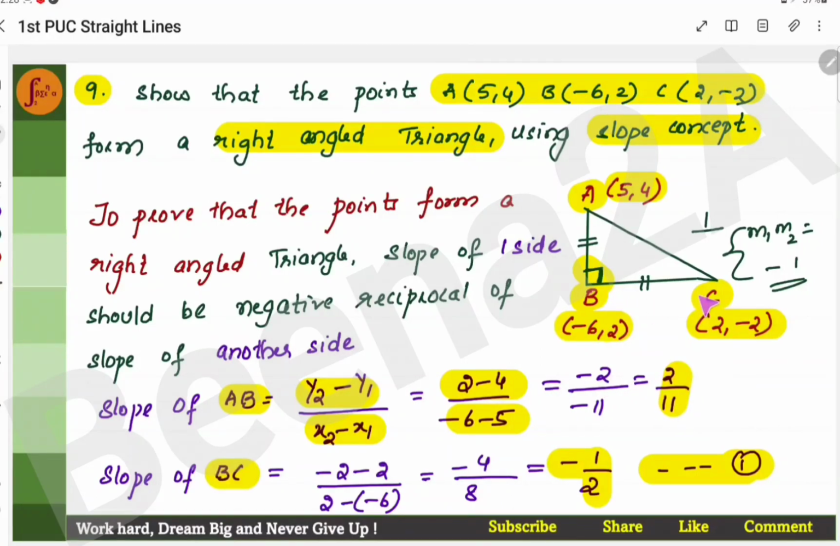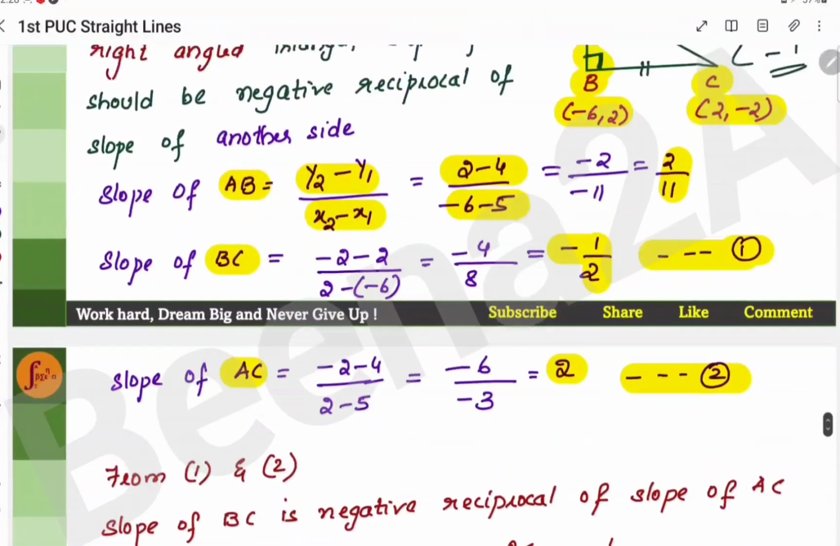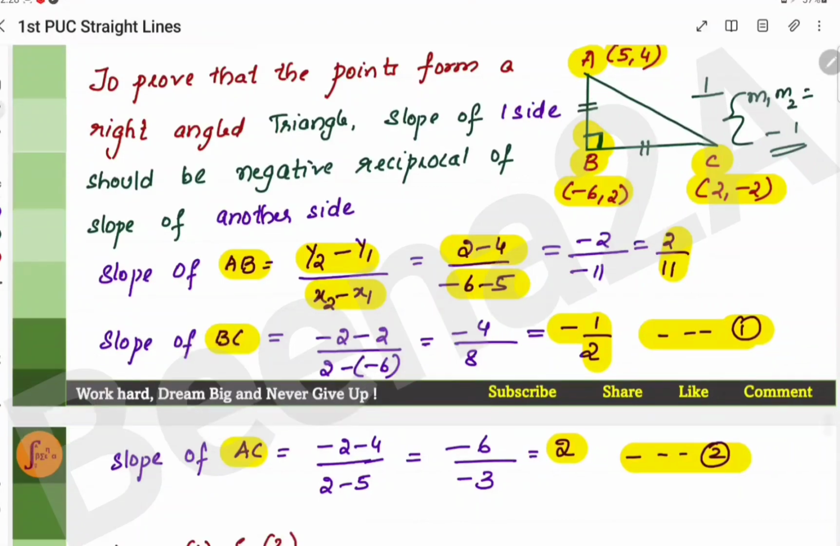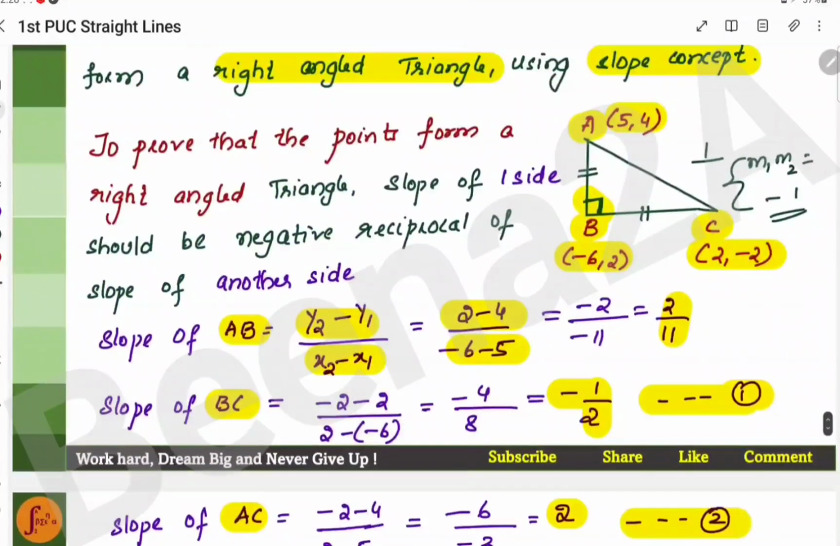Then find the slope of BC, you'll get -1/2. You have to find the slope of all three lines because you don't know which is right angled, right? The triangle can also be like this, A, B and C. You can have the right angle at ACB or ABC. So we don't know where the right angle is here. That's why find the slope of all three lines, AB, BC and AC.